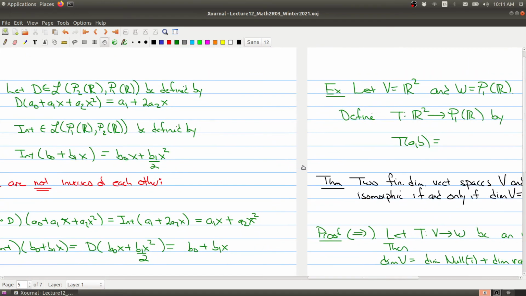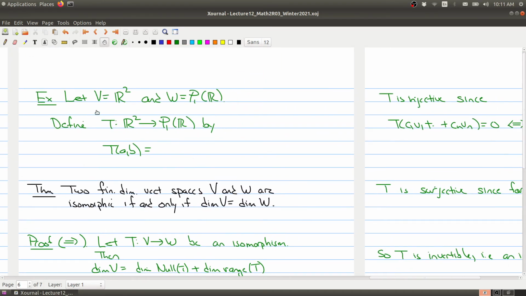Okay, so an example of this is to think about the vector space R2, so all two-tuples, and the vector space of all polynomials of degree 1 or less. And we can define a linear map from R2 to this set of polynomials by taking a pair (a, b) and mapping it to a plus bx. And you can convince yourself that this is an isomorphism. Probably the easiest way to check is to use the previous theorem to show that it's both surjective and injective.